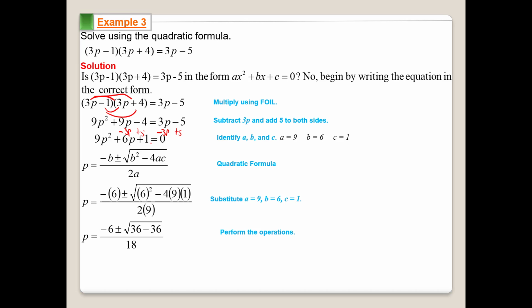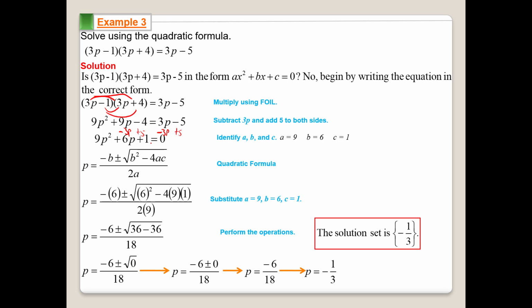And you get negative 6 plus or minus square root of 36 minus 36, divided by 18. Well, what's 36 minus 36? 0. So the square root of 0 is 0. So you get negative 6 plus or minus 0 divided by 18, which is negative 6 divided by 18, which can be simplified down to negative 1/3. So the only solution to this equation is simply negative 1/3.